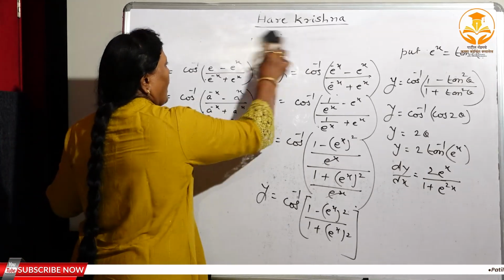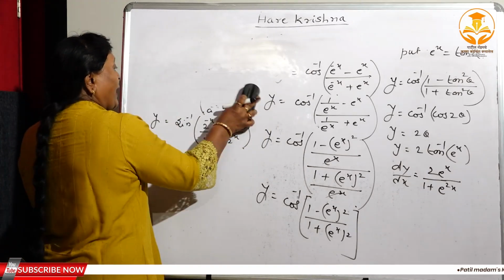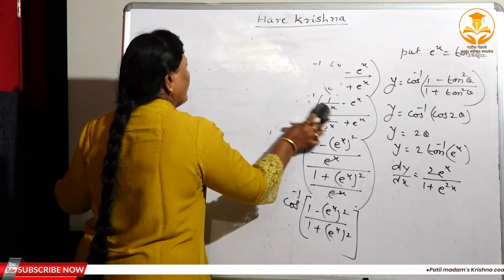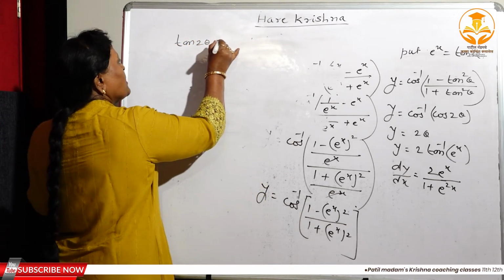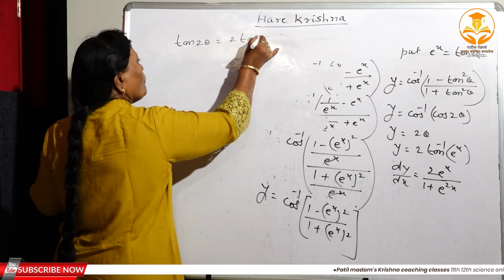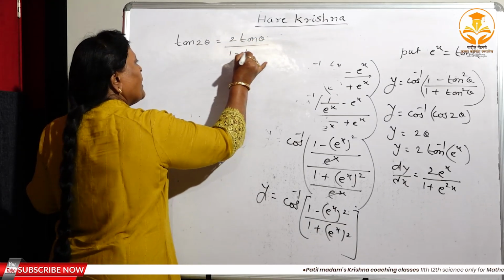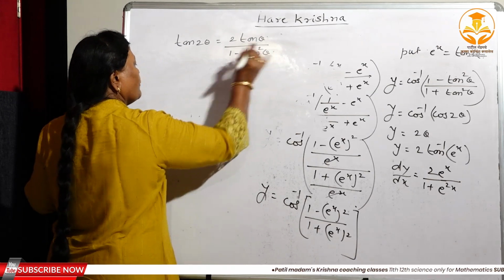So I am going to take the problem on tan 2 theta. What is the formula of tan 2 theta? See here, tan 2 theta is equal to 2 tan theta divided by 1 minus tan square theta, right?